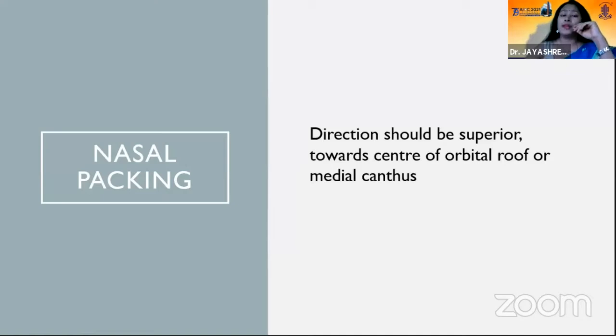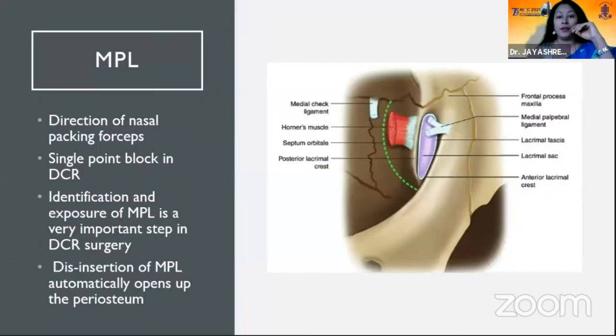Now, what role does anatomy have in our nasal packing? It guides us to the direction of the forceps, which should be directed superiorly, posteriorly, and inferiorly, because our main idea is to cause a blanching of the nasal mucosa to reduce the bleeding. So it's towards the center of the roof of the orbit and the medial canthus. If we go too superiorly, what happens? We may break the cribriform plate, and if we go too medially, we may land up in the pharynx. So we have to be careful about this.